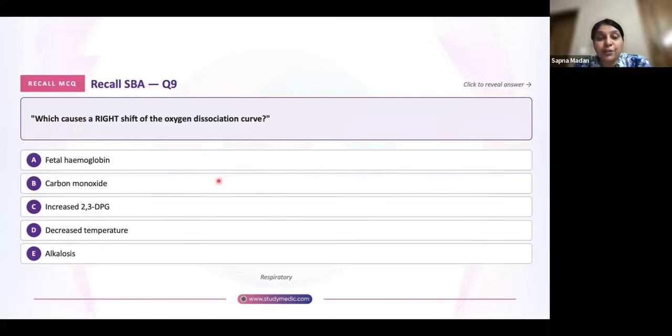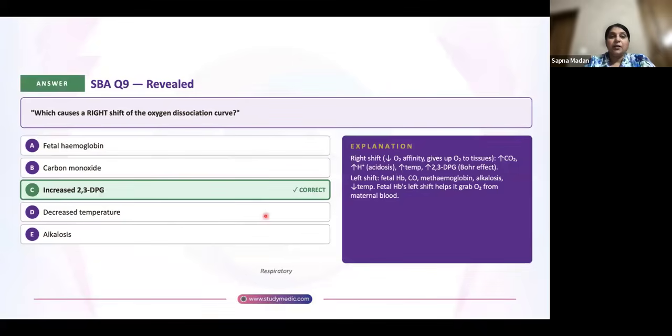Which causes a right shift of the oxygen dissociation curve? Is it the fetal hemoglobin? Is it the carbon monoxide? Is it increased 2,3-DPG, decreased temperature, or alkalosis? Okay, this is the Bohr effect. What is happening in the tissues? So what is happening there? There is increased 2,3-DPG. Okay, so right shift will reduce the oxygen affinity of the hemoglobin. Once the oxygen affinity of the hemoglobin is reduced, that means it is giving off the oxygen to the tissues.